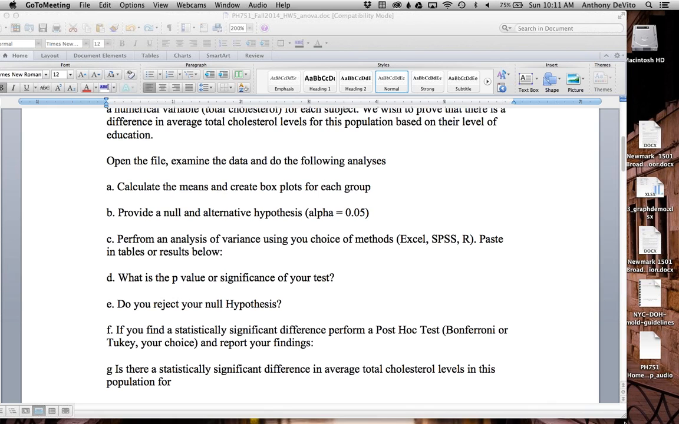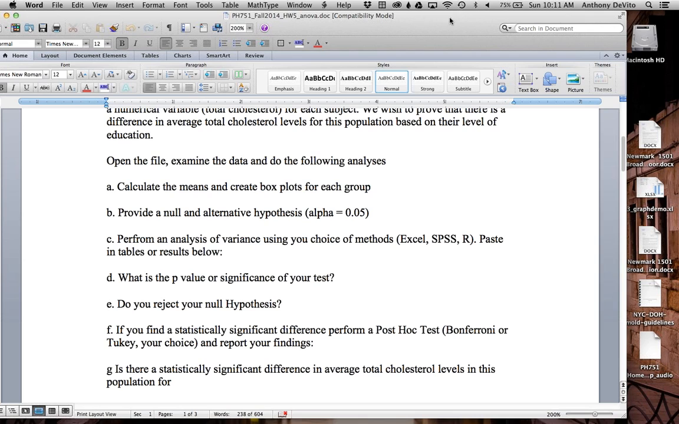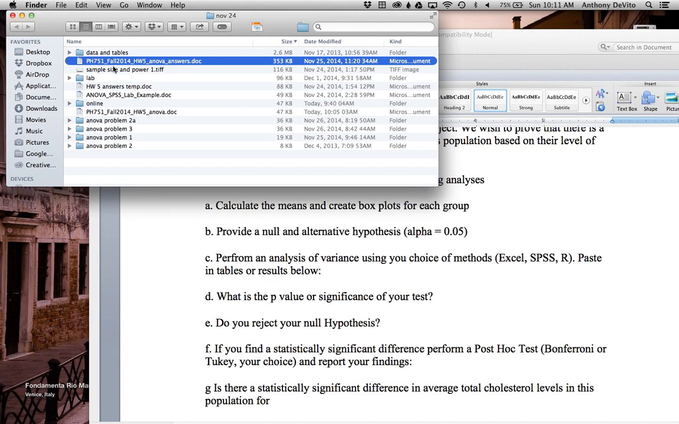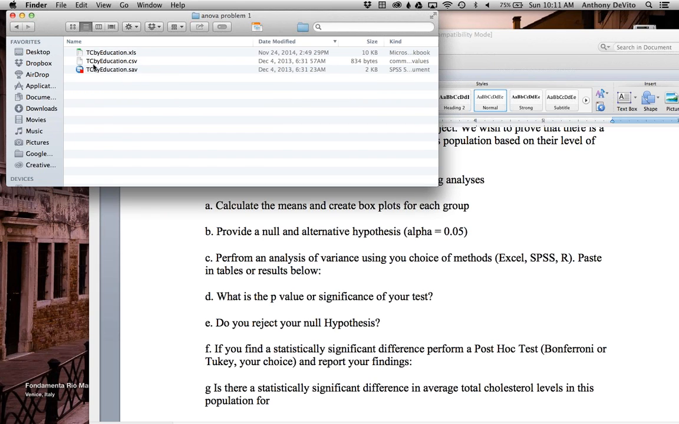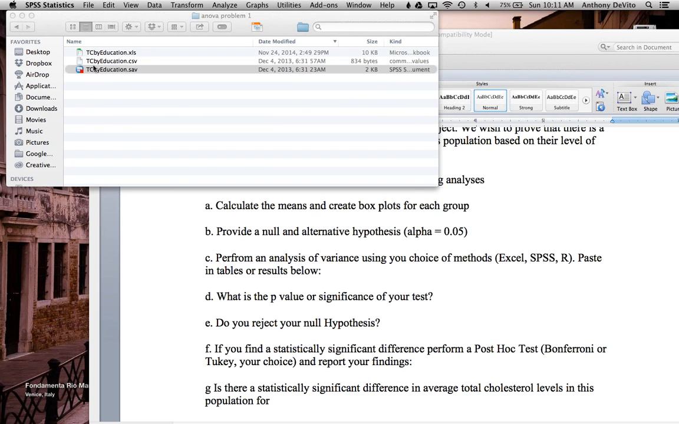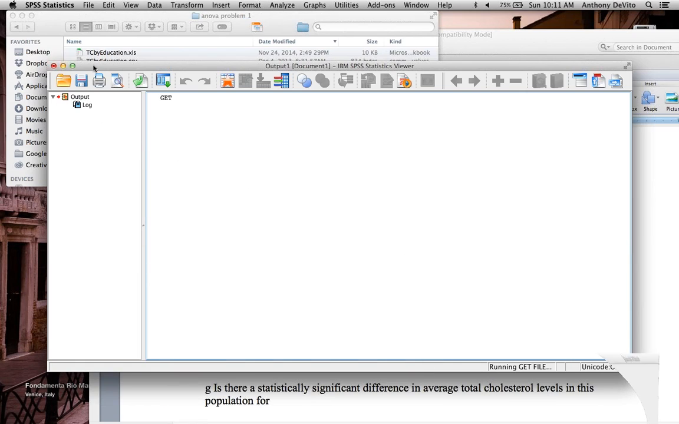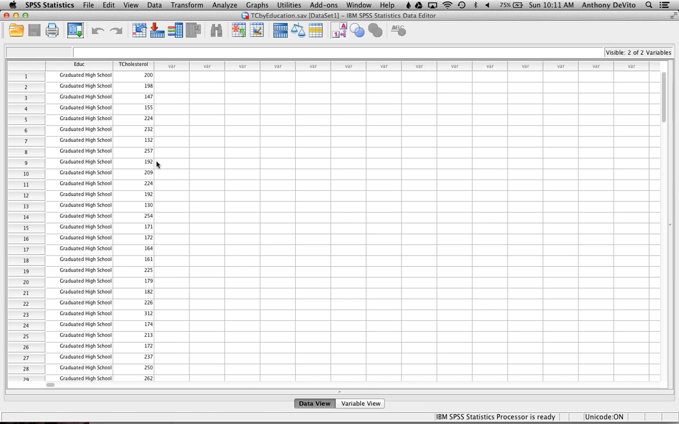Okay, we're going to open the file. Let's see if I can find it here behind this. And I'm going to open it up in SPSS. Okay, I have SPSS open already, so hopefully this won't take too long. Okay, and here it is. So here's our data view.